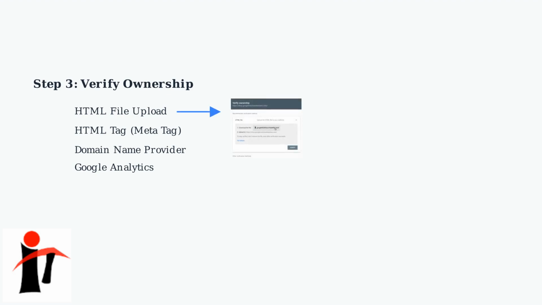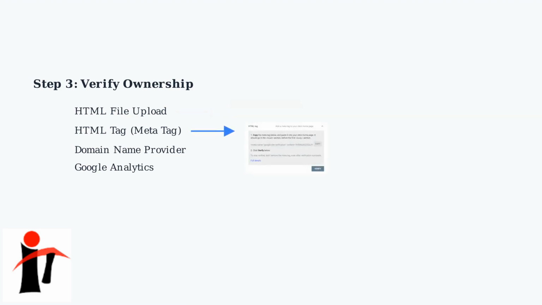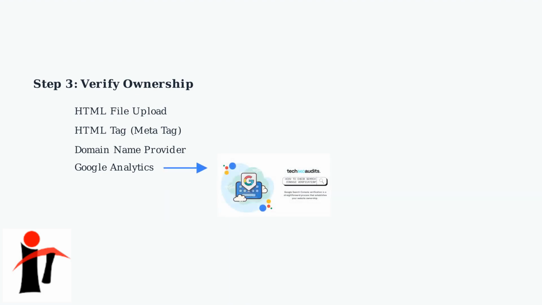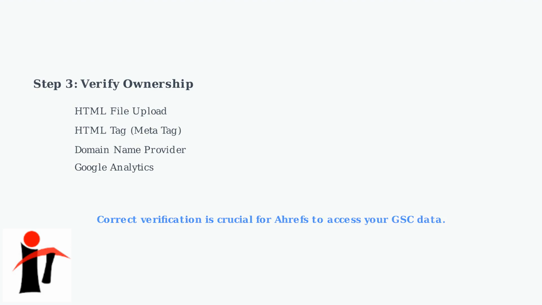For HTML file upload, download and place the verification file on your website. For HTML tag, add the meta tag to your website's head section. For domain name provider, add the TXT record through your DNS settings. Alternatively, link to your Google Analytics account if already set up. Choose the method that works best for you and complete verification. This step is essential as Ahrefs requires confirmed ownership to import your data.